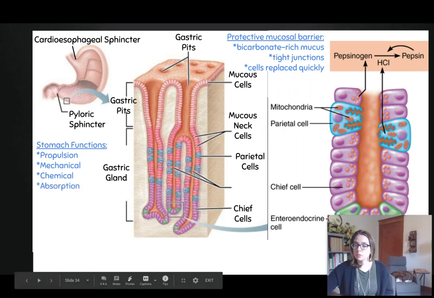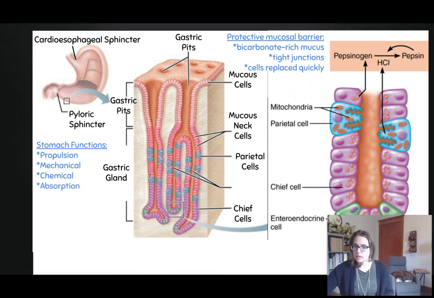And then absorption. Now, your stomach is not the main absorptive organ of your whole tract. Really, the small intestine is the main one. That's why it's so long, and we're going to talk about that in more detail coming up.